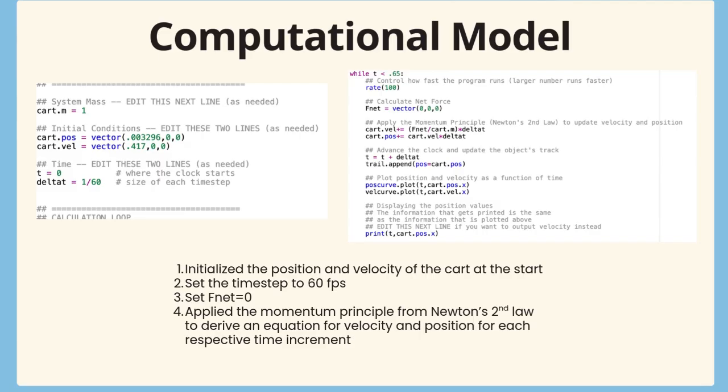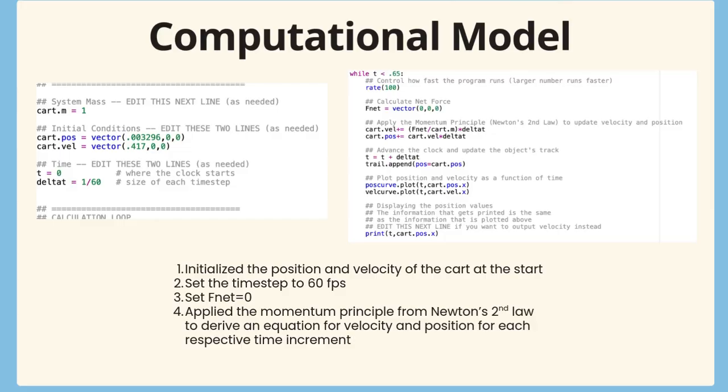For the computational model, I used the starter code given by the lab, and I changed four main things. The first one was the position, which I set to 0.003296, and the initial velocity, which I set to 0.47, and both these initial values have zeros for the y and z components because there was no movement in that direction. The second thing I did was the time step, where I set delta t to 1 over 60 since the video was 60 frames per second.